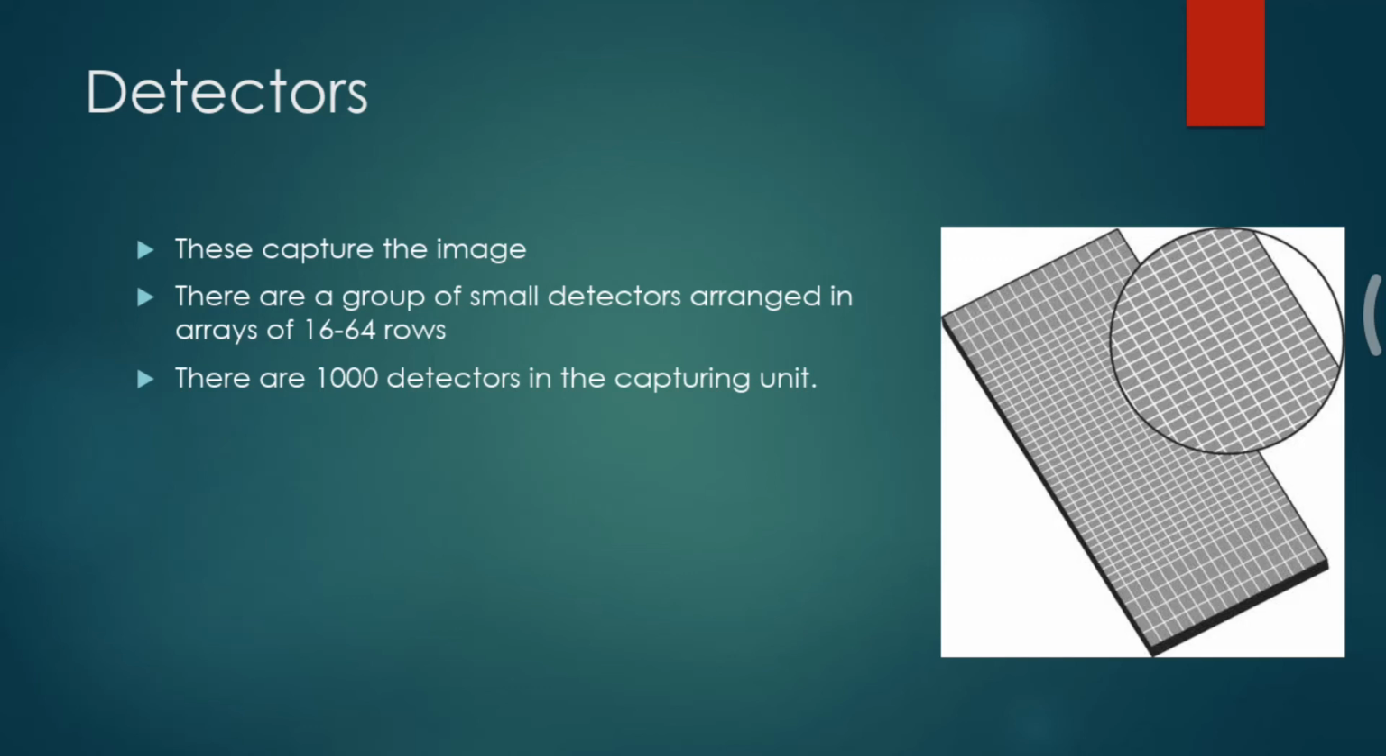Happen to the detectors. Now, detectors primarily capture the image. There are a group of small detectors which are arranged in arrays of 16 to 64 rows, as you can see in the picture on this side. There are approximately 1000 detectors in each capturing unit. So the X-rays come in attached to this.